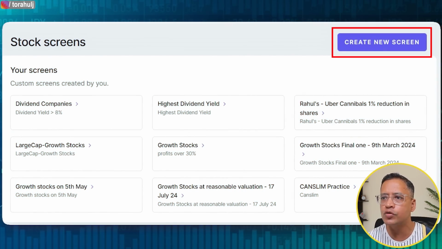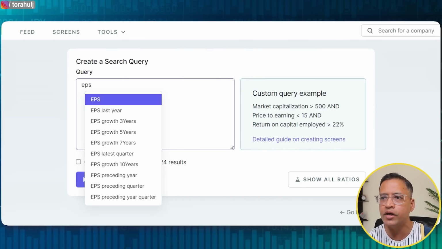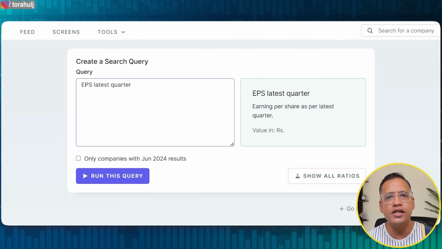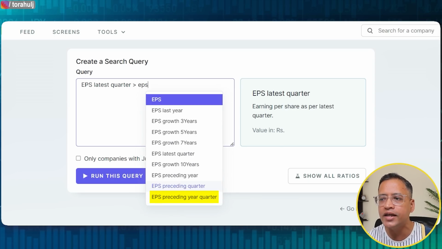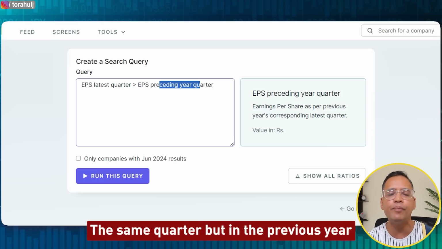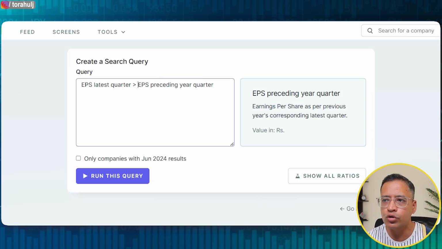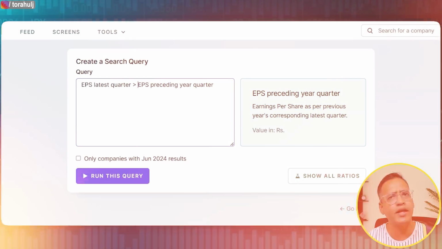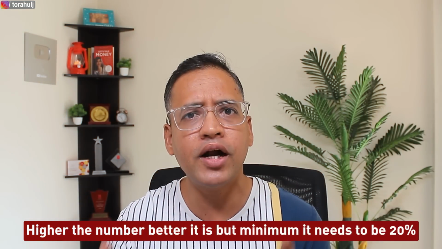Simply click on create a new screen, and what we are going to do is we are going to type here EPS of the latest quarter is what we are interested in, right? And we want this EPS of the latest quarter to be greater than the EPS of the preceding year quarter, right? So if the latest quarter is Q1 25, the EPS preceding year quarter will be Q1 24, right? The same quarter but in the previous year. And we want this growth to be by at least 20%, right? Now higher this number is better it is, but minimum it needs to be 20%. Now I am going to use at least 25% of EPS growth.